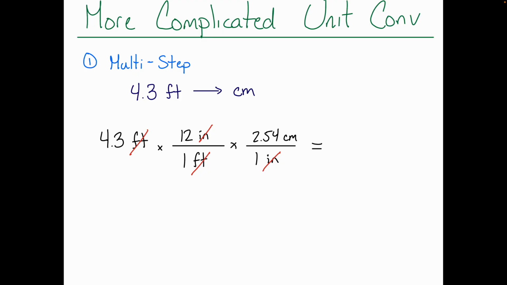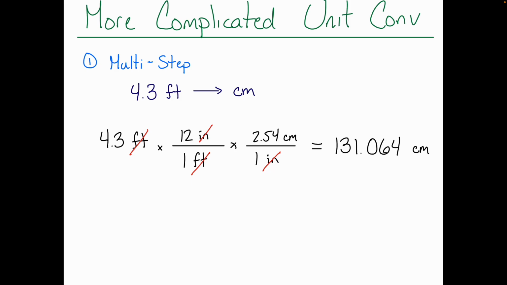Also, good reason to get a scientific calculator and not be married to your iPhone, right? Much easier to see the work that you've done on a scientific calculator. So I'm going to punch this in. I get 131.064. Those units, as I've shown here, cancel out to leave me with units of centimeters.